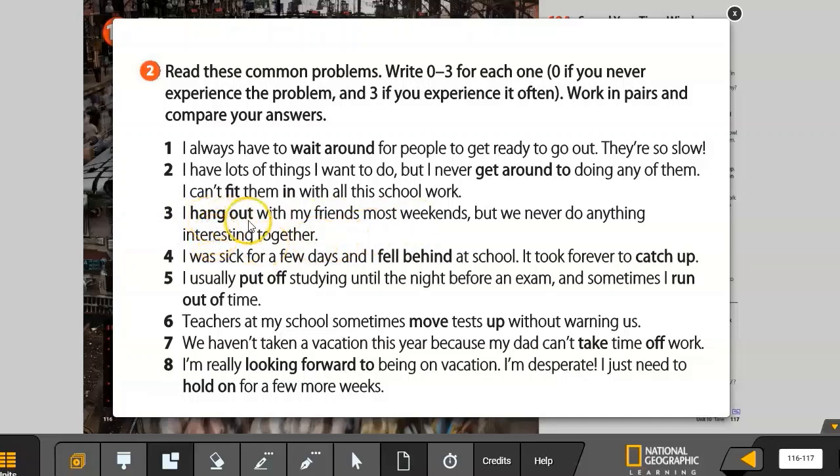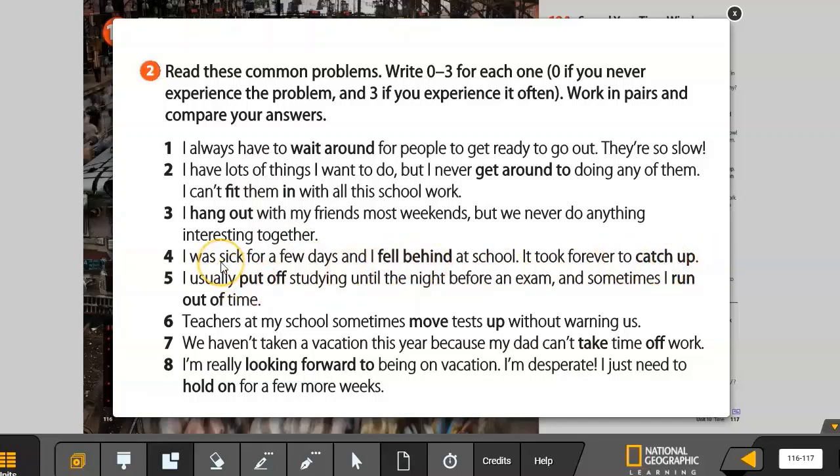Okay, that's it. You can just infer this as well if you haven't heard about this. Number 4: I was sick for a few days and I fell behind at school. It took forever to catch up. We have two more: fall behind and catch up.